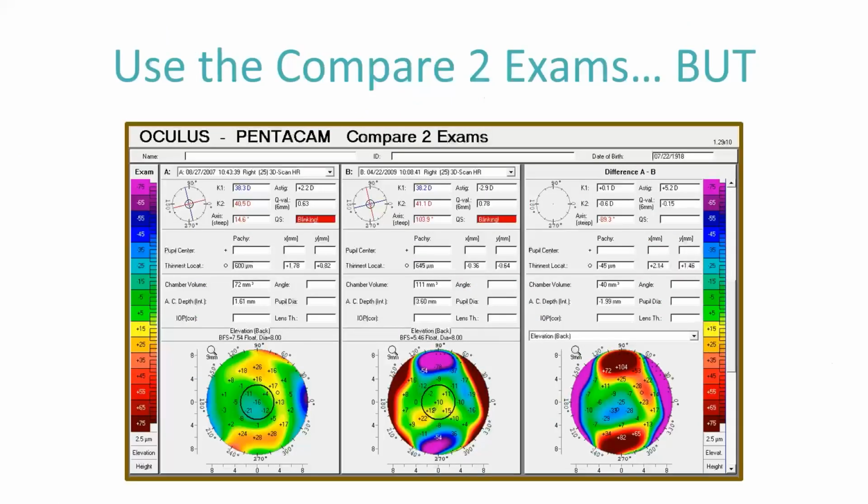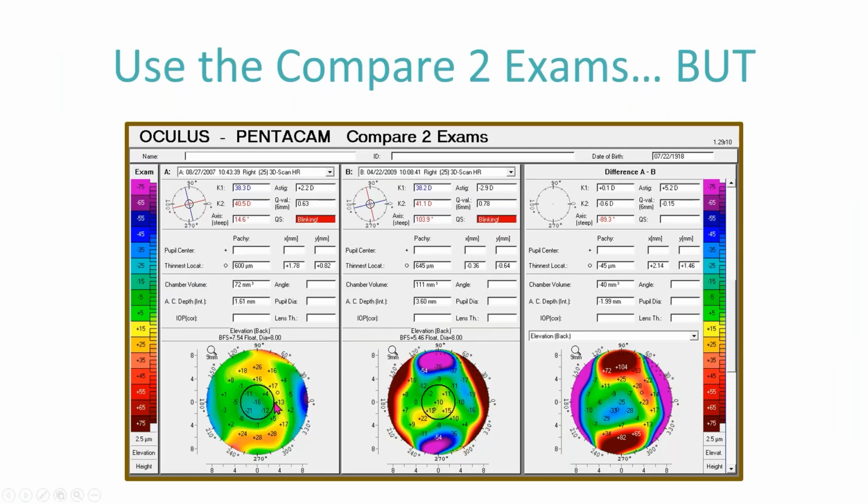Well, you can use the compare two exams. But if you look at the compare two exams, here in this case, we actually have full coverage. Each best fit sphere is different between the two exams. This one has a best fit sphere of 7.54. Here it's 5.46. It's like comparing apples and oranges. It's like taking a building and saying which is taller, but one is measured from the street and one is measured from the basement. You have to have the same reference.